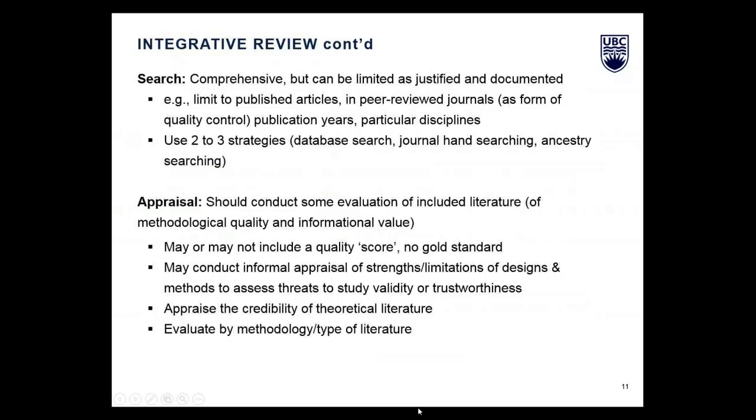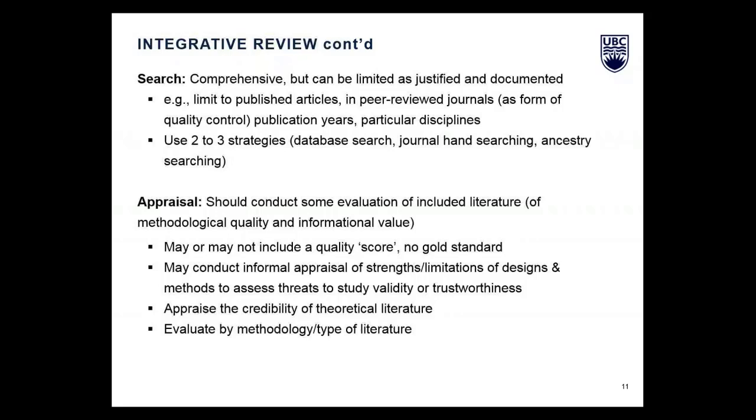Basically, all of the search recommendations will say it should be comprehensive, but then they may be limited. The way I interpret that is it should be comprehensive around your research question. And so your inclusion and exclusion criteria are what will then limit. This should be documented: exactly what are you looking for and what type of literature. Students will often limit to published articles in peer-reviewed journals, which is a form of quality control, particular disciplines or publication years.